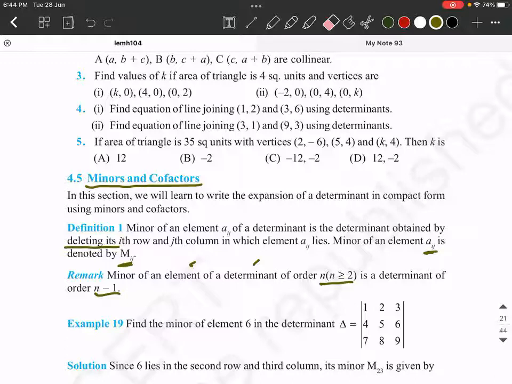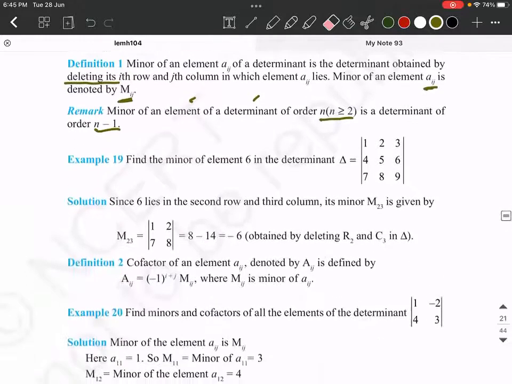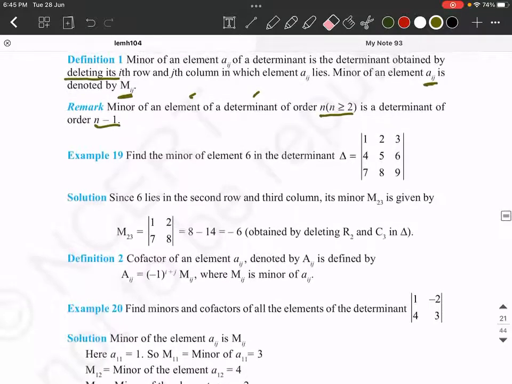Very good, understand. Right. Minor of 7 is 12 minus 15, minus 3. What is minor of 8? Minus 6. Minor of 9, 5 minus 8, minus 3. So I hope everybody got it, including people who are online. I hope you got it. Yes or no?